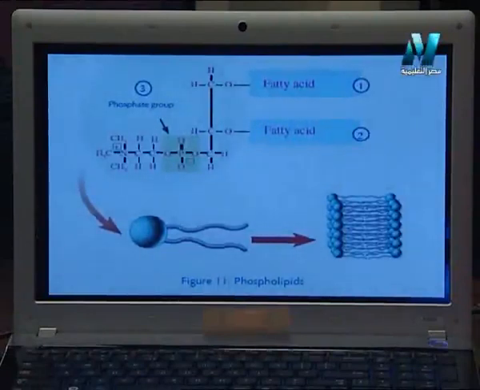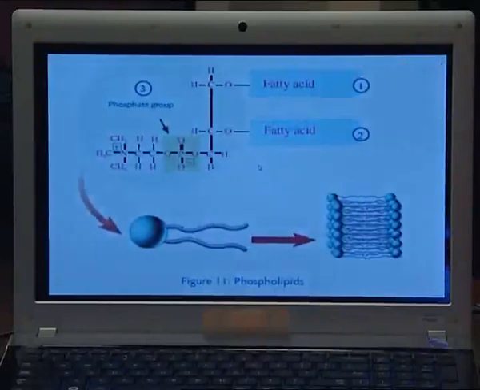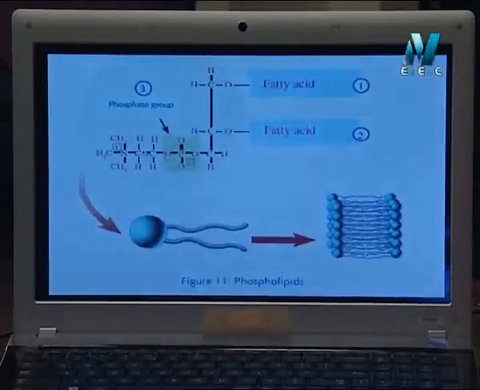2 fatty acids. We studied that we have 3 fatty acids in the lipid, but here we have 2 only. Where is the third fatty acid? The third fatty acid here is replaced by phosphate and choline.